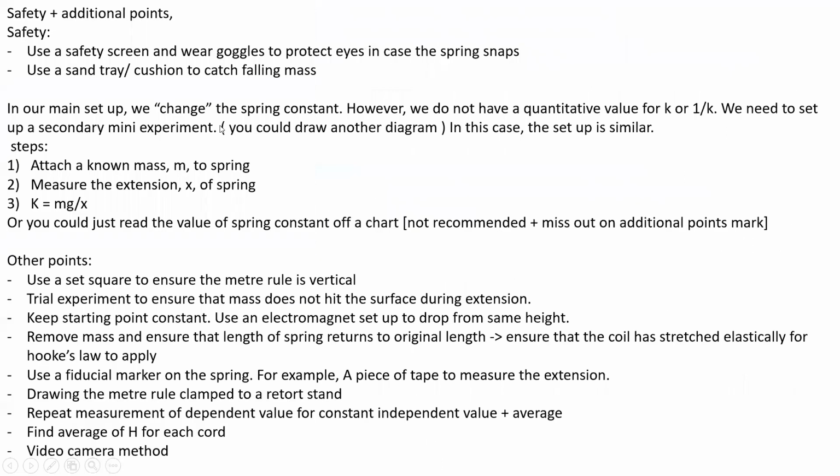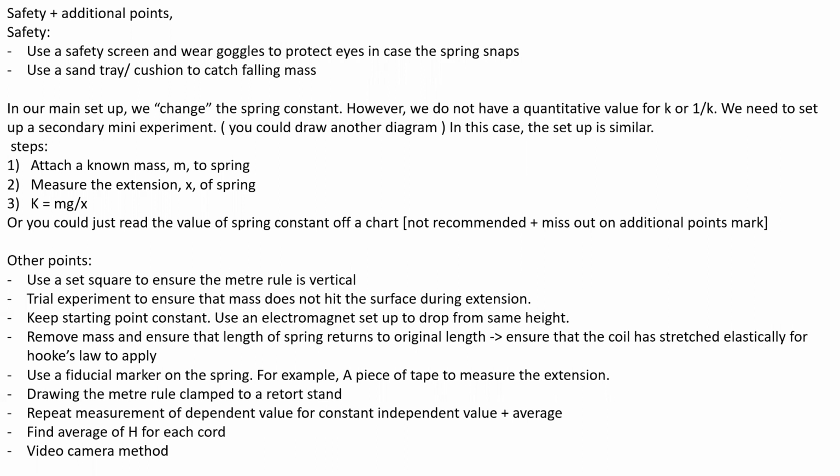Safety and additional points. Safety: use a safety screen and wear goggles to protect your eyes in case a spring or cord snaps. If you have stretched something and all of a sudden it snaps, it will fly back and it could hit your eyes. So you have to use a safety screen or wear goggles. If anything is falling, use a sand tray or a cushion to catch the falling mass. You could write either.